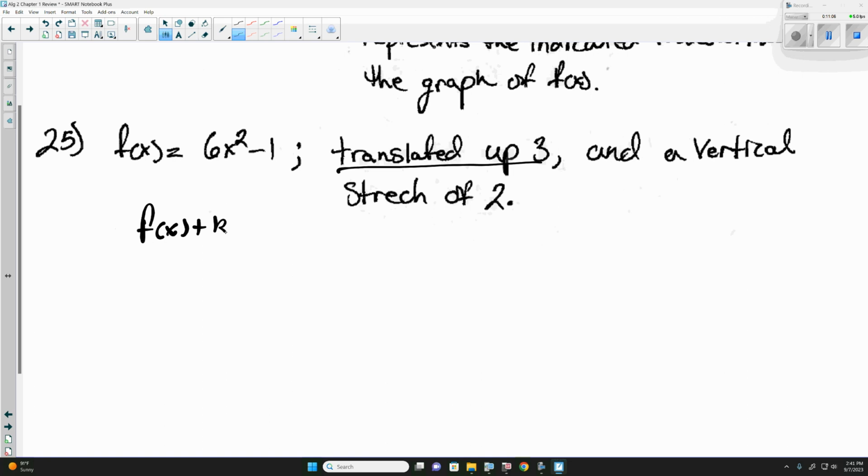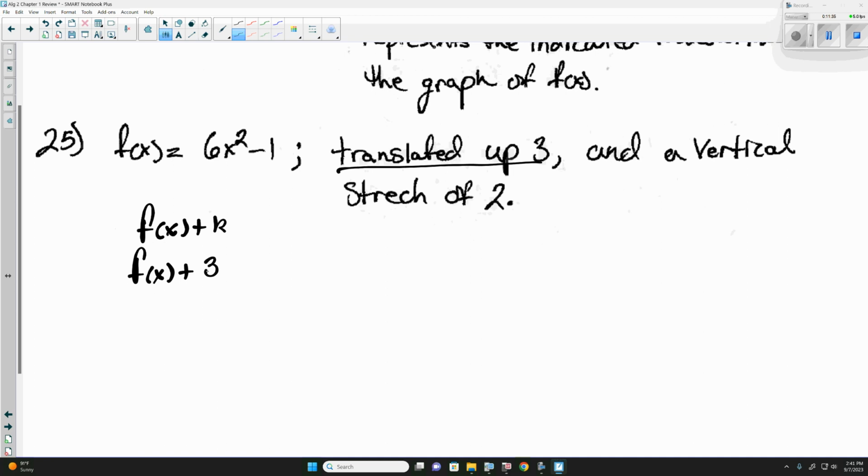Now we use the f because we're talking about the function f of x. If it was g of x, we would use g. If we were using h, k, we would have that there. Now the first thing we can do is plug in the value of k. The value of k is positive 3 because we're going up 3.